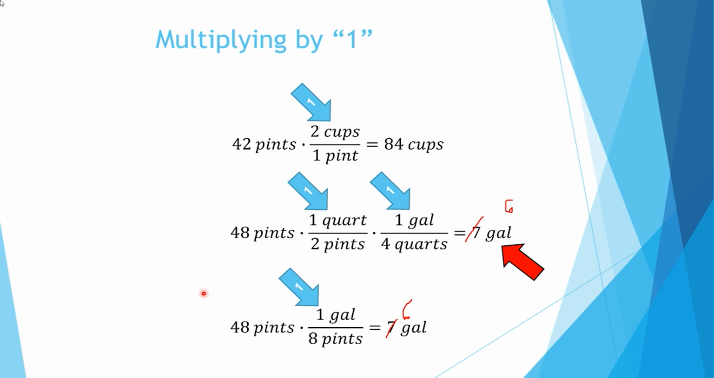And then the pints cancel. If I know that 1 gallon is equal to 8 pints, I can do it that way as well. So the 48 cancels with the 8, leaving you with 6, and so 6 gallons would be your answer.